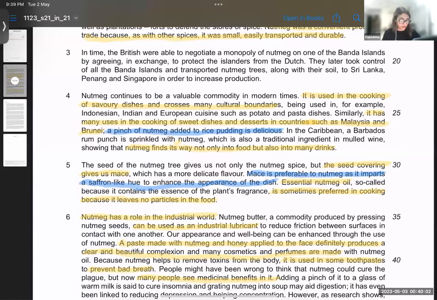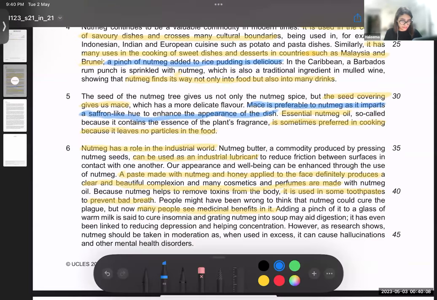over here where they talk about how, for this part right here, this is an opinion where they talk about how a paste can actually be used for a clear and beautiful complexion. Now, this is an opinion that this person is using. Okay, so the fact is that it helps remove toxins from the body, and the way they've structured the statement, this could be counted as an opinion.